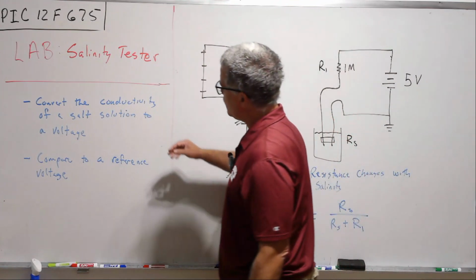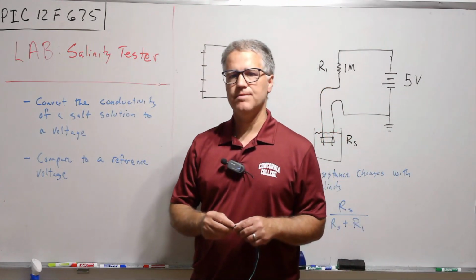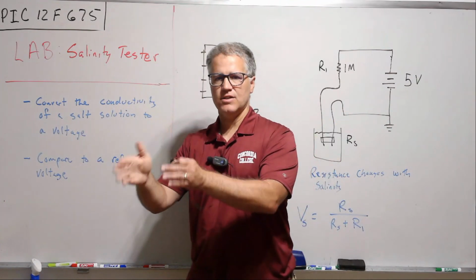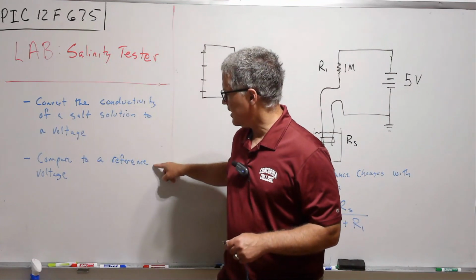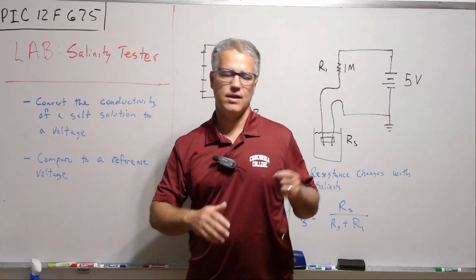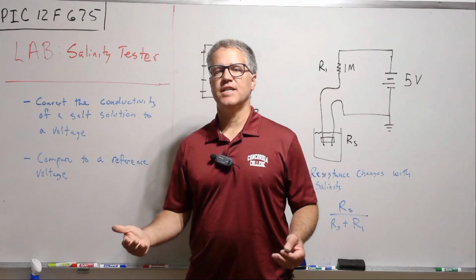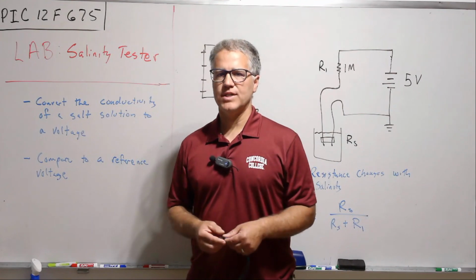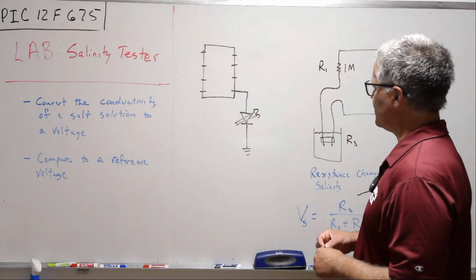What we're going to do is convert the conductivity of a salt solution into a voltage, and we're going to compare distilled water with tap water and with a one molar sodium chloride solution. We'll compare to a reference voltage, and if we go lower, the output will turn an LED on, indicating the salinity is too high. We want our LED off when we have either distilled water or tap water, and then turn on when we have a high salt solution.